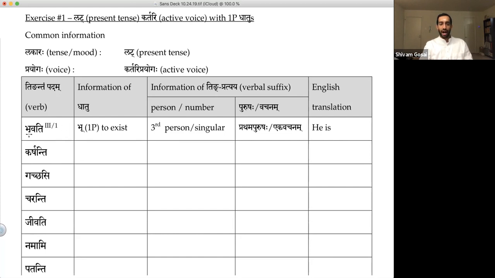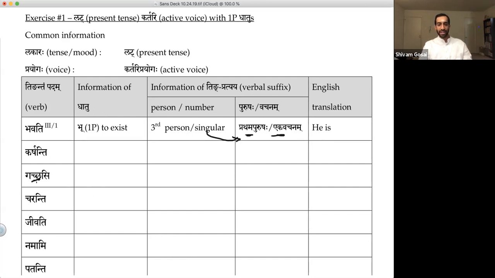So from the anga, I can go backwards and I can find out what is the dhatu. It says bhu, 1p, and I give the meaning, to exist. I see that ti, and so I know it's third person singular. Right? Ti is third person singular. Now in Sanskrit, what is third person called? Pratama Purusha Ekavachanam. So that's why it's the same thing, just written in Sanskritam here. Translation would be he, she, it is. Apple is, banana is. It doesn't matter what it is, but it's third person singular.